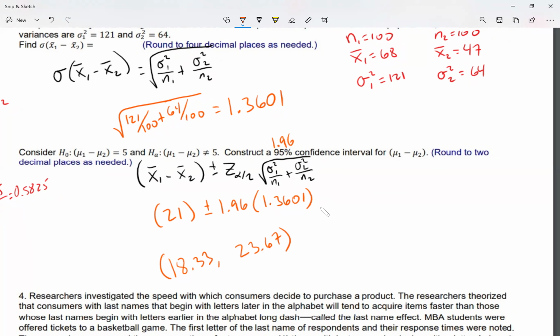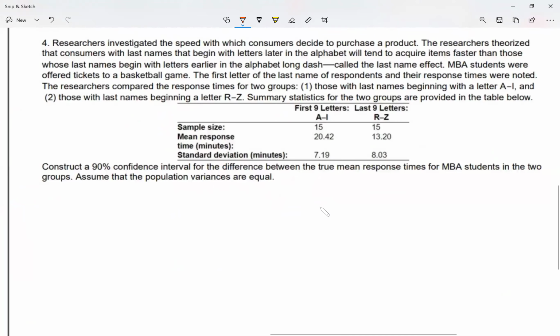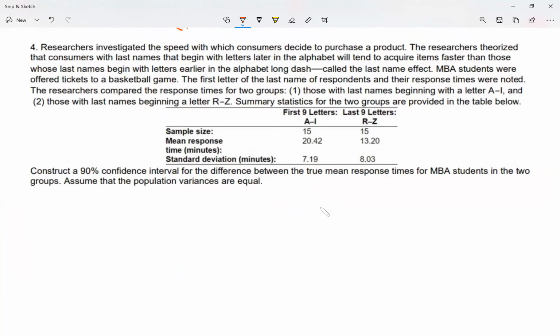Now, our last example from today. Researchers investigated the speed with which consumers decide to purchase a product. Now, the researchers theorized that consumers with last names that begin with letters later in the alphabet, so towards the end of the alphabet, will tend to acquire items faster than those whose last names begin with letters earlier in the alphabet, which we call the last name effect.